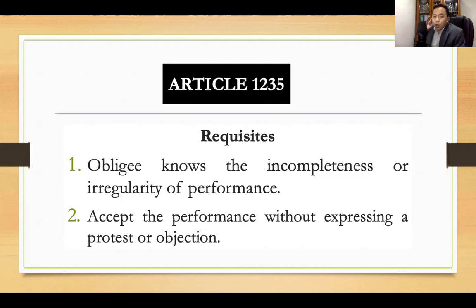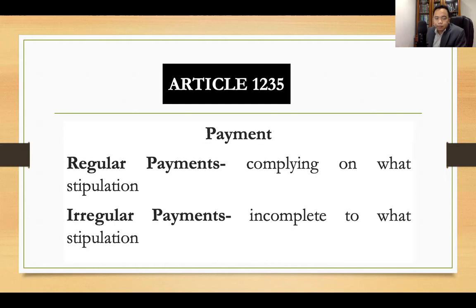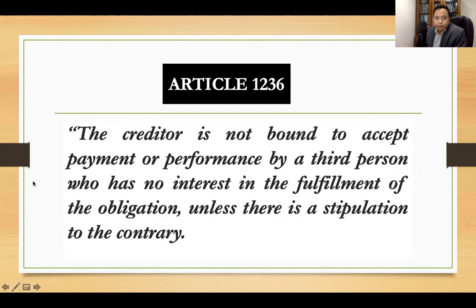1235 will apply only if the obligee knows the incompleteness. And second, despite incompleteness, he accepts the performance without expressing a protest or an objection. Okay? Now, let us go to Article 1236.